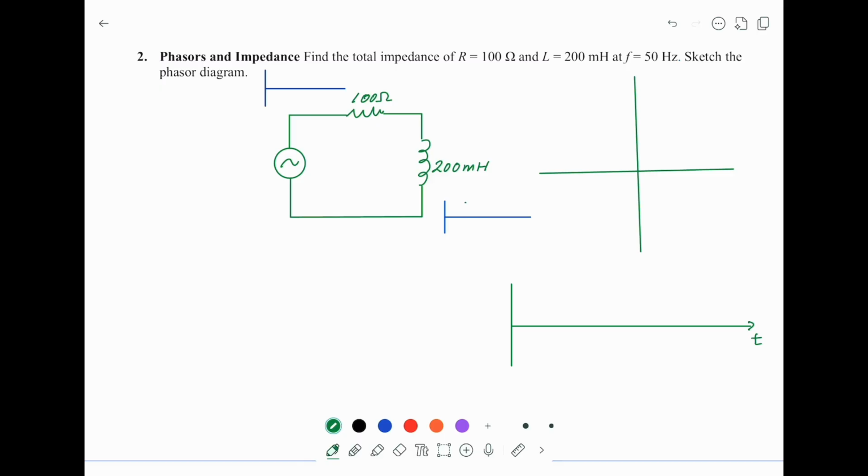Let's look at this circuit. An AC signal is connected to a resistor and an inductor in series. Now if we measure the voltage across the resistor, we call it VR, and measure the current I, we'll find that these two values, they are in phase.